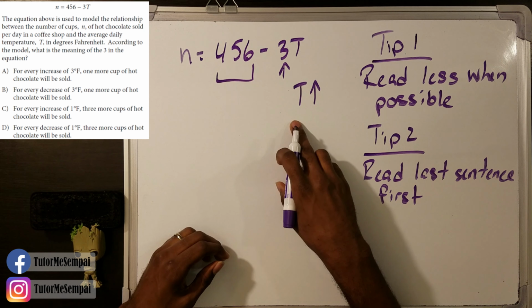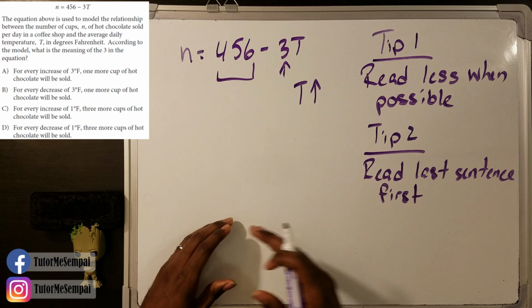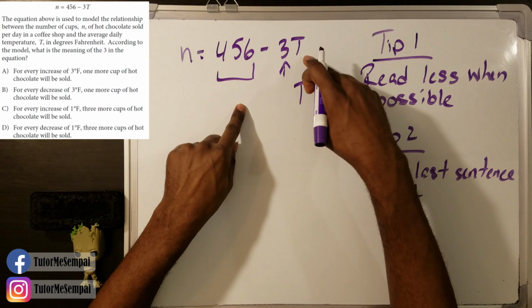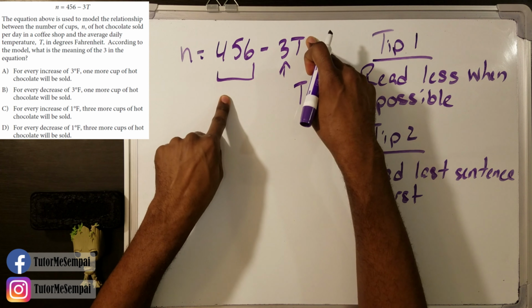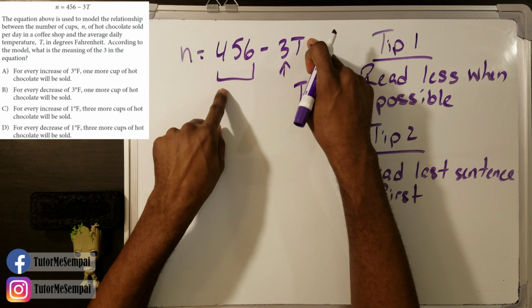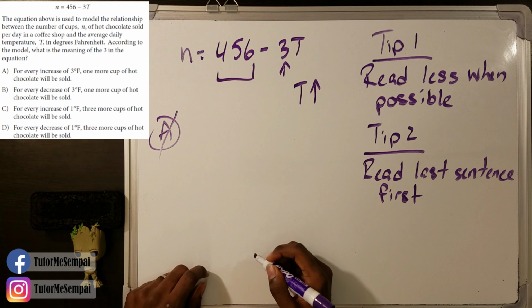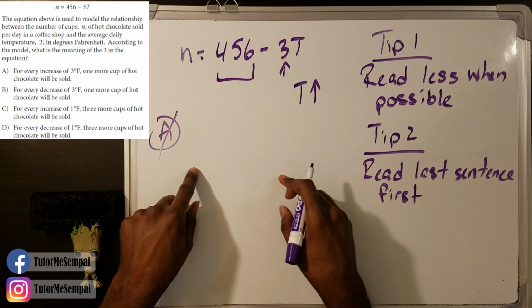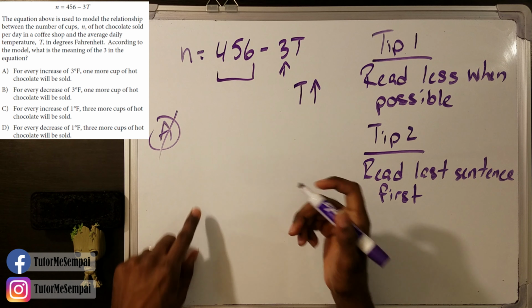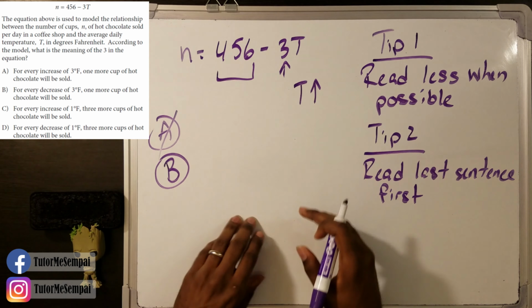So let's look at our answers and see if we can find the right one just from what we know here. Answer A says, for every increase of 3 degrees, 1 more cup of hot chocolate is sold. Well, that says increase and 1 more. We said as t increases, something gets less, right? As t decreases, something gets more, but as t increases, something gets less. So A is not looking too favorable right now. All right, so let's go to B. For every decrease of 3, 1 more hot chocolate will be sold. So B is kind of still in the running here. We have a decrease and an increase, which is pretty much what you saw here, right?